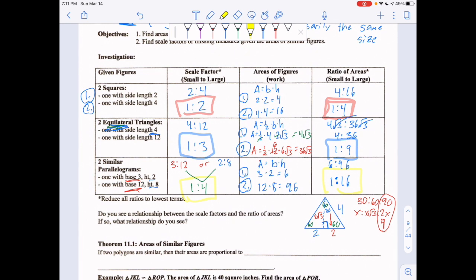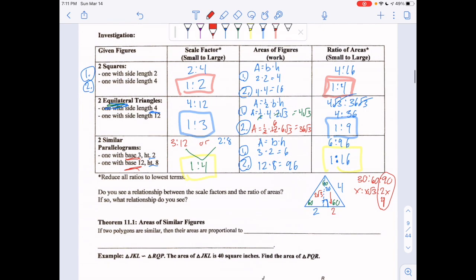Think about this. Turns out the scale factor will always be squared to the ratio of the areas, right? Sorry, to get to the ratio of the area, you square your scale factor. Okay, so for example, I guess here's a little formula.